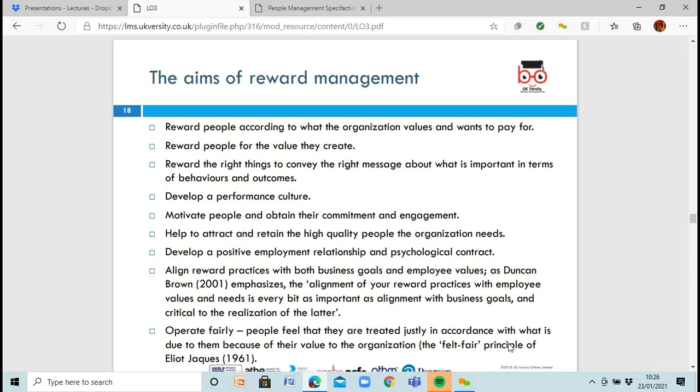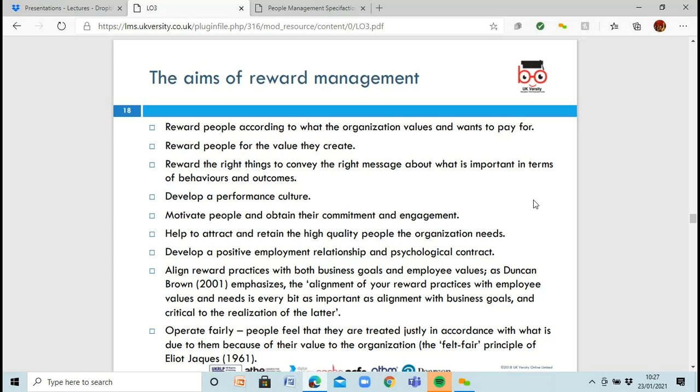So we're going to go through the aims of reward management. This is to reward people according to what the organization's values are and what they want to pay. Reward people for the value they create. Reward the right things to convey the right message. Develop a performance culture. Motivate people, and this will help you to obtain their commitment and engagement at work. Help to attract and retain high quality people within your organization. And then develop a positive employment relationship and a psychological contract.